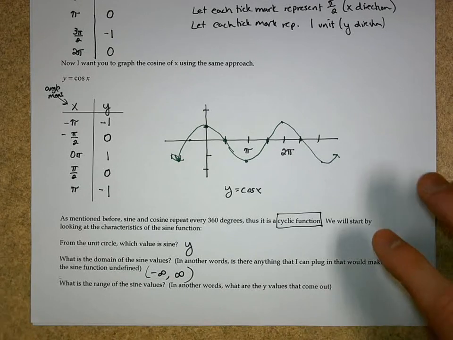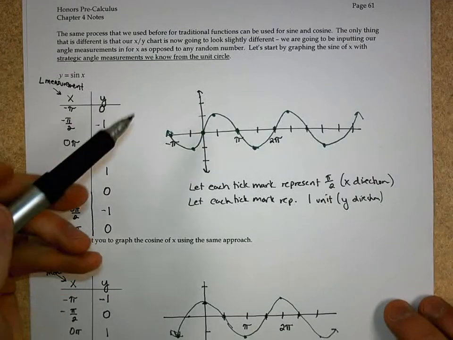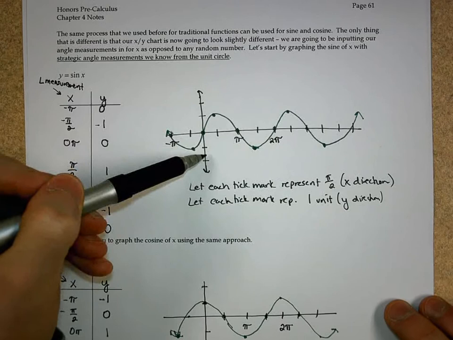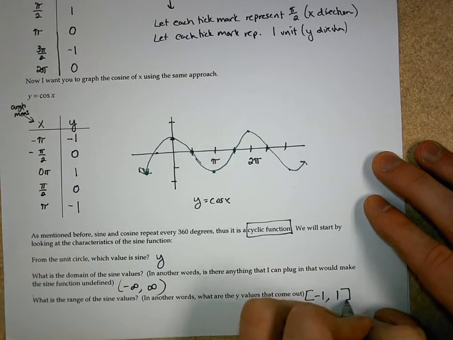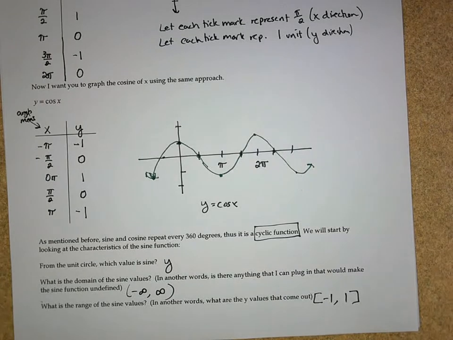And then finally, what is the range for the sine value? When you see here, it goes up to 1 and down to negative 1, including 1 and negative 1. That ends up being my range.